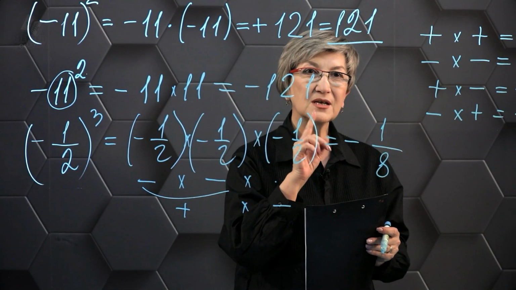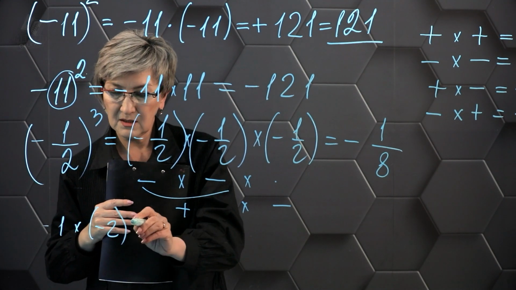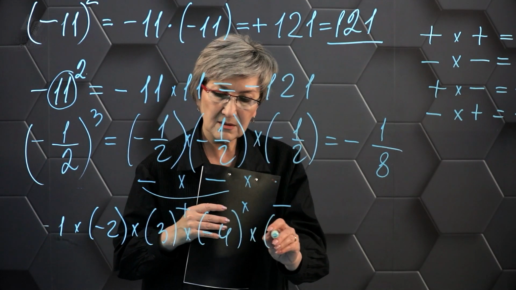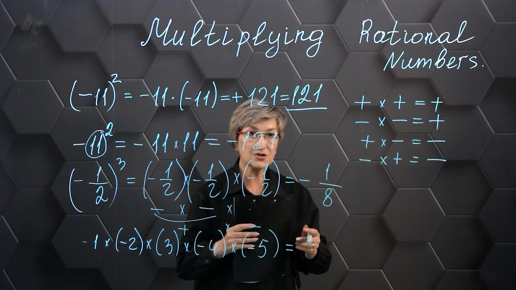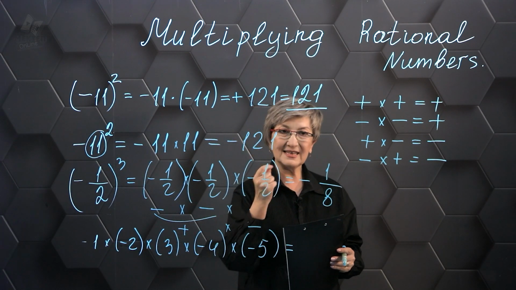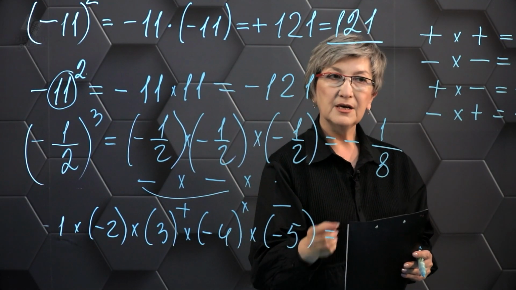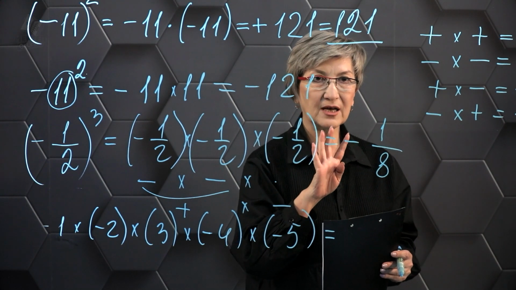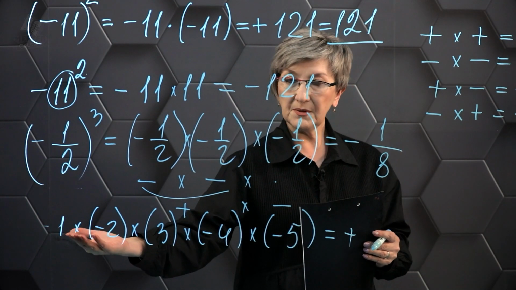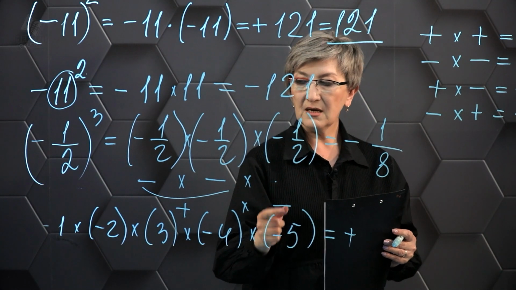Now let's tackle the next example. I will multiply negative 1 by negative 2 and multiply by 3. Then by negative 4 and then by negative 5. As a result, what sign will I obtain? Let's find out how many negative numbers. 1, 2, 3, and 4. That makes 4 negative numbers. This is an even total. So the answer will be positive. Now let's calculate. Multiply 1 by 2, then by 3, 4, and 5. The result is 120.